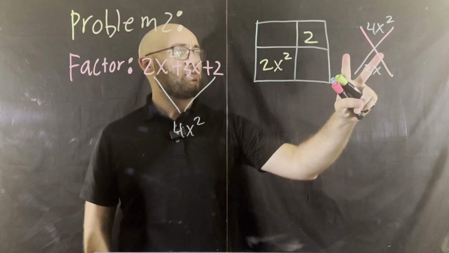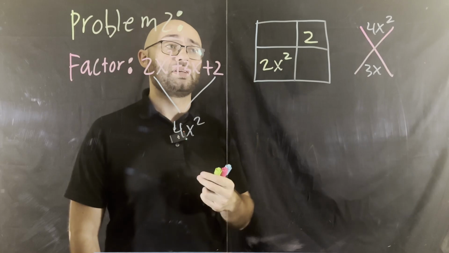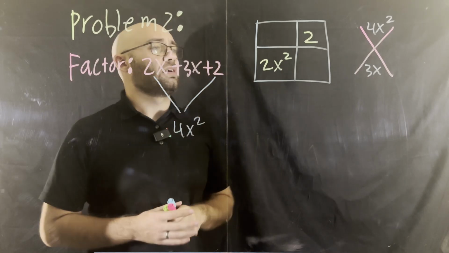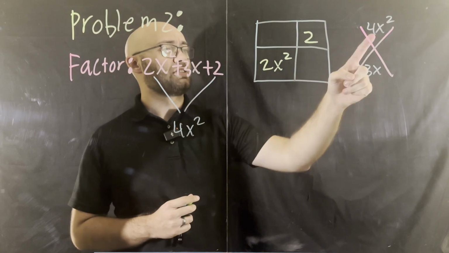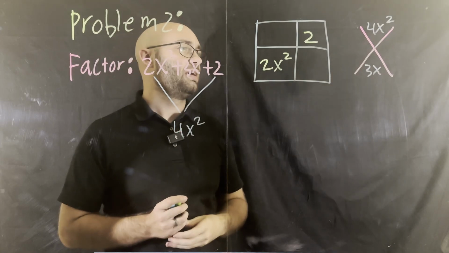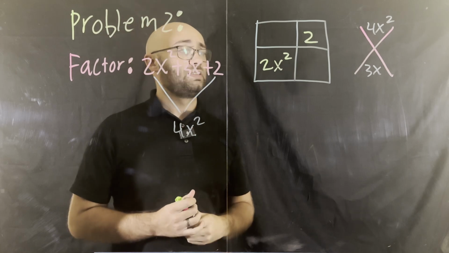So they have to be either two negatives or two positive numbers to multiply to a positive 4x squared. So let's start running through some possibilities. We have 2 and 2, which that multiplies to 4, but it doesn't add to 3, okay? Negative 2 times negative 2, once again, that multiplies to 4, but doesn't add to 3.